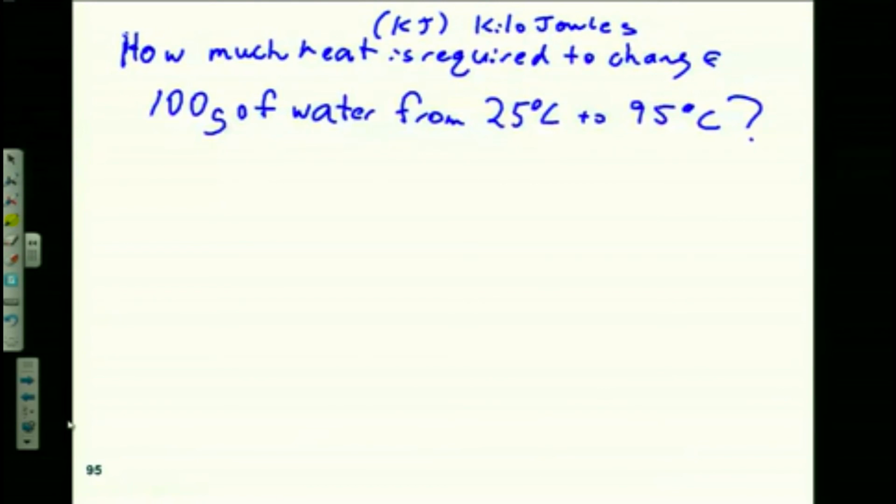Where will you find specific heat? Right there. Table 3.11 in the book. Okay. Page 74.